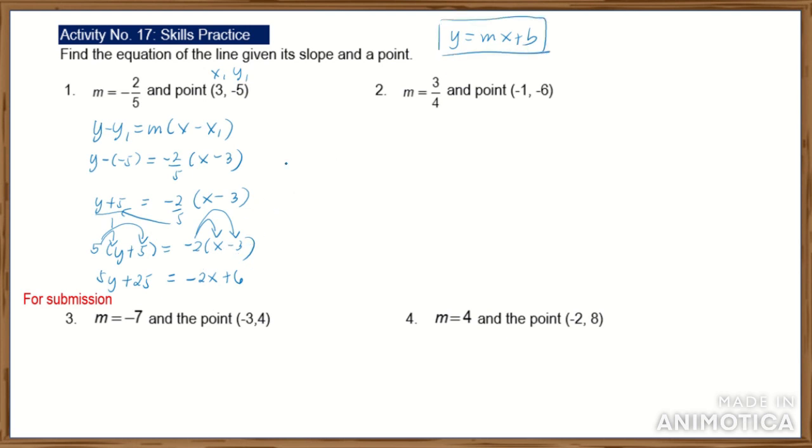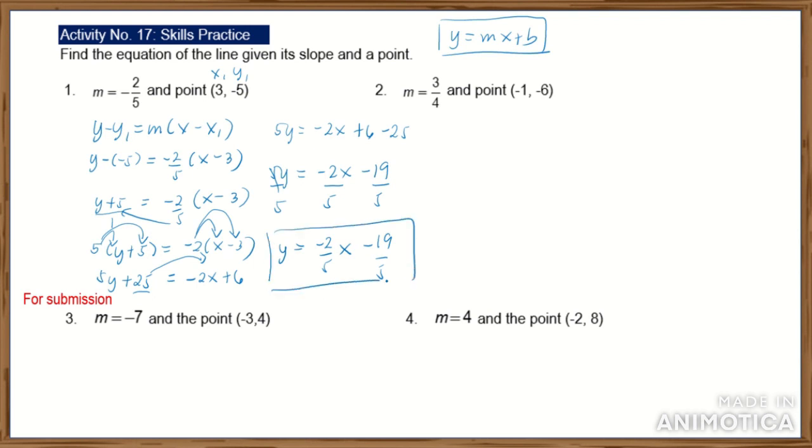So, we are going to isolate 5y on the left side. So, what's left in the right side is negative 2x plus 6. And do not forget to transpose positive 25 to the right side. So, it becomes negative 25. So, we have now 5y is equal to negative 2x. 6 minus 25 is equal to negative 19. And then, you're going to divide all terms by 5 to get y. Y now is equal to negative 2/5 of x minus 19 over 5.